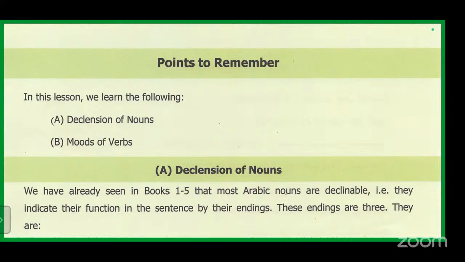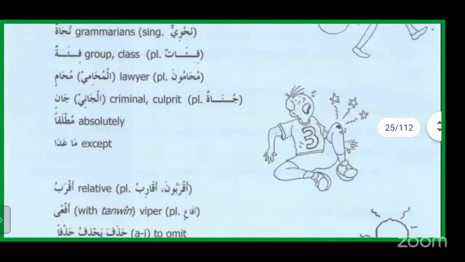In today's points to remember, there are two things here. In this lesson, we learn the following: declension of nouns. Is it mu'rab? Yes, I wanted to find Arabul Ism. This is called Arabul Ism. The whole thing in Arabic is here.